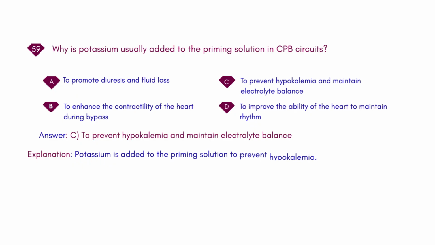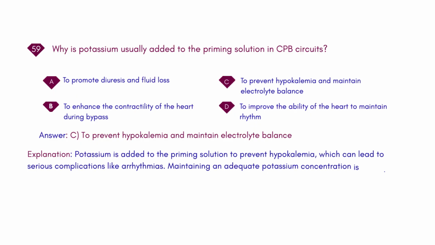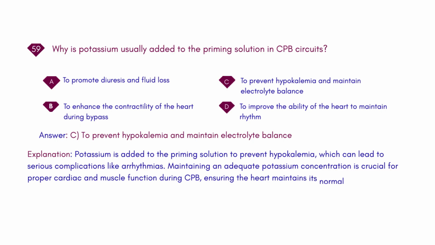Explanation: potassium is added to the priming solution to prevent hypokalemia, which can lead to serious complications like arrhythmias. Maintaining an adequate potassium concentration is crucial for proper cardiac and muscle function during CPB, ensuring the heart maintains its normal rhythm and the body's cells function properly.